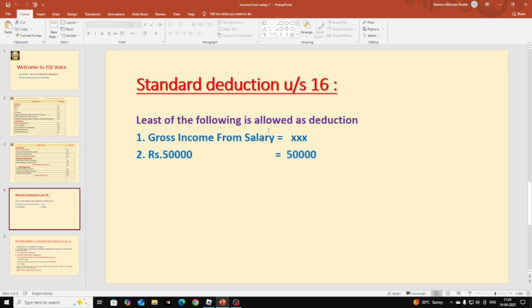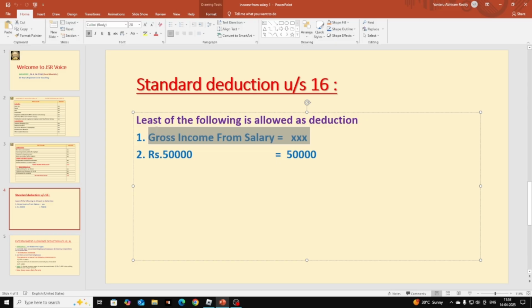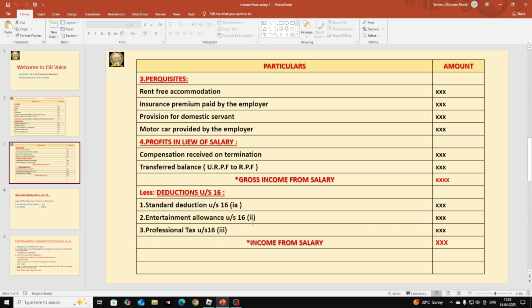Okay, and here first one is gross income from salary. Second one is 50,000 rupees. It is 50,000 for all assessees. For all the assessee, 50,000 amount is fixed. So out of these 2, which is actually less? That will be taken out of these 2, gross income from salary or 50,000, which is least one, that will be taken as standard deduction. Hope that is clear for everyone. Okay, so next, second deduction is entertainment allowance under section 16 subsection 2.